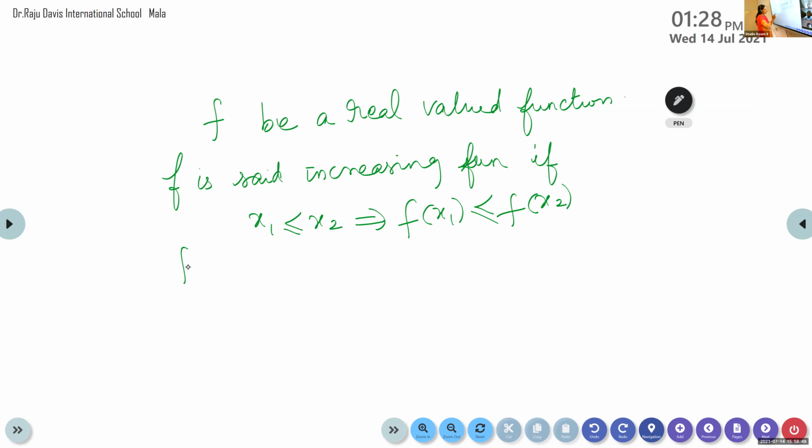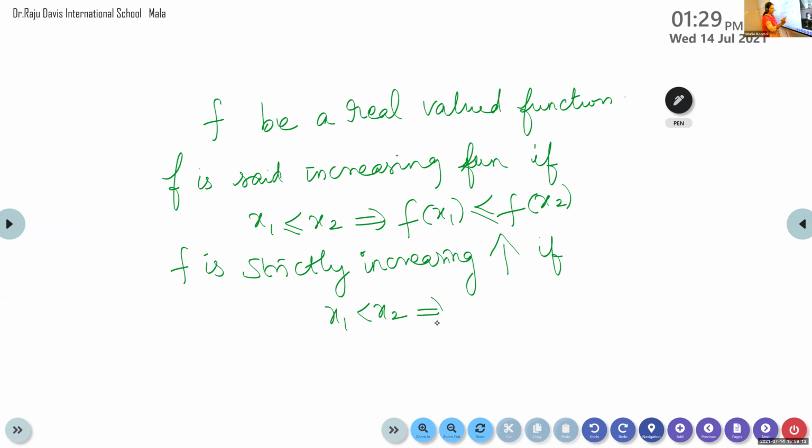And f is said to be strictly increasing. What is meant by strictly increasing? No equality will be there. Children, instead of writing increasing, I will be using this notation, arrow mark. Upward arrow mark means it is increasing. So, f is said to be strictly increasing if x1 is less than x2 implies f of x1 is strictly less than f of x2. That is, no equality will be there.